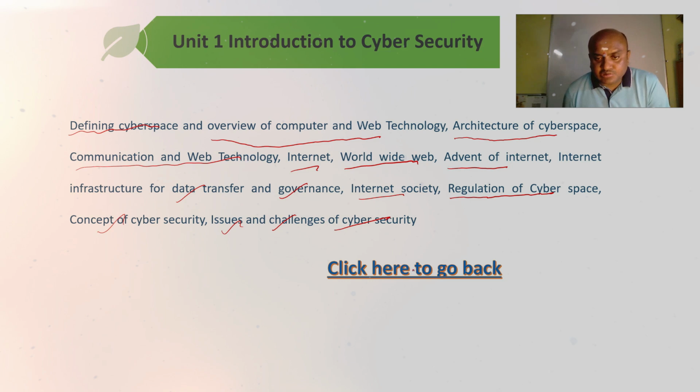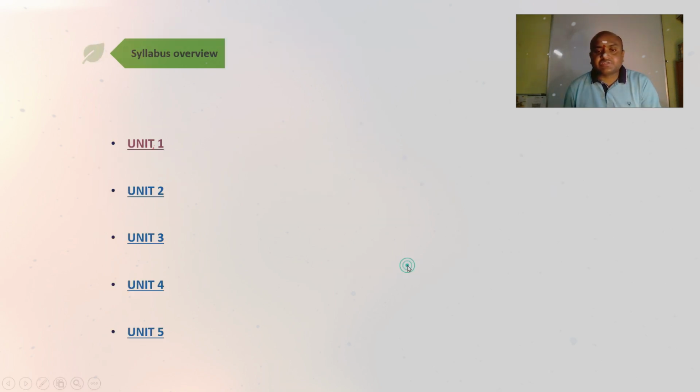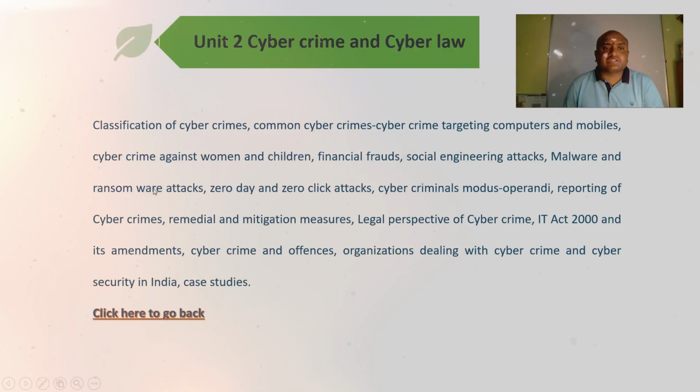So you can click here to go back to the previous slide. I will again use the mouse pointer. So we will come back to the same slide. Again, if you want to go to the syllabus of the second unit, you can click here. Here in the second unit, it is cyber crime and cyber laws. There we are going to learn about the classifications of cyber crimes, right?